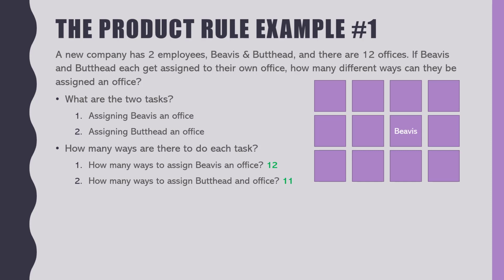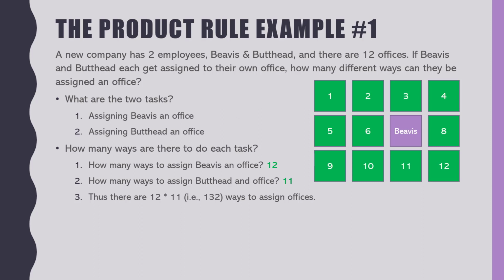Everybody see that? Okay. So the green ones are options for Butthead. And thus we can see there's 12 times 11 or 132 ways that these offices can be assigned. 132 different possible ways that this could happen, right? So just to make sure we're wrapping our head around this, this is the only time I'm gonna detail it like this for the rest of the day. I just want you to see it in this one scenario, okay?